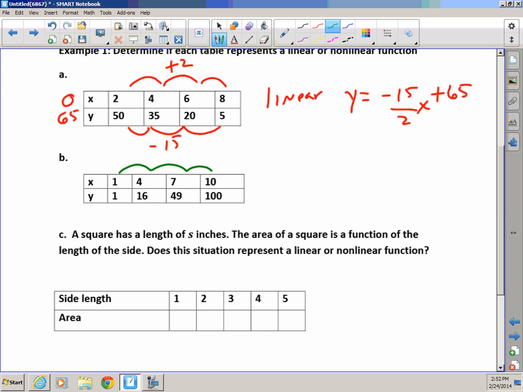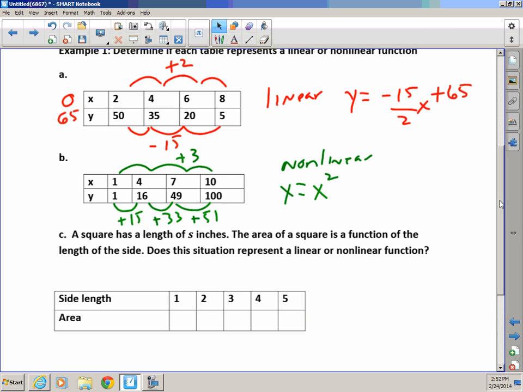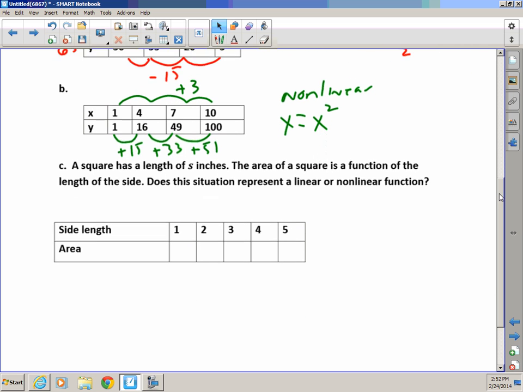Now I look at the second one. Well, the x's are changing by plus 3, but the y's do not change by a constant amount. So this is nonlinear. And in fact, if you look at it, you can write this equation as y is equal to x squared. The equation itself also tells you it's nonlinear because when the exponent is greater than 1 on any of the variables, that's not a line anymore.